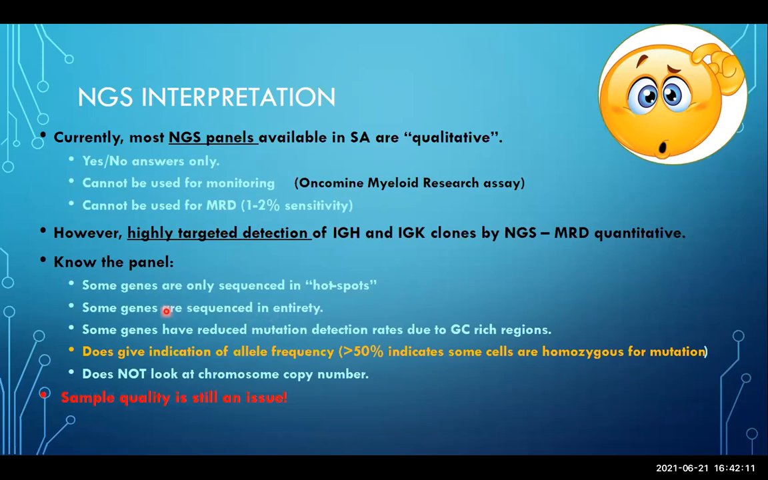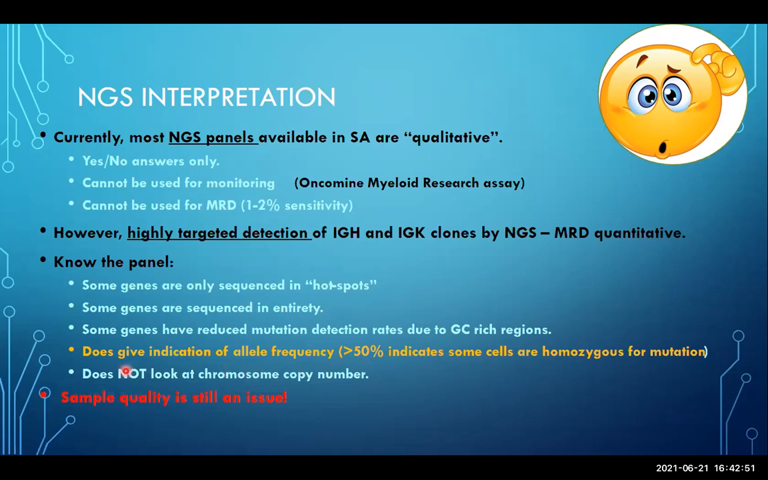Others are not. Some genes have reduced mutation detection rates because they're very GC rich. So while in one gene you might find a mutation that's sitting at 1% disease, another might be 20%. And that's just because the technology doesn't allow it to get over those GC rich regions, which we can do in test specific PCRs. You can have an indication of allele frequency, because it's based on the number of mutated sequences you get, so you can tell homozygous, for instance, for some mutations, as we can in other assays.